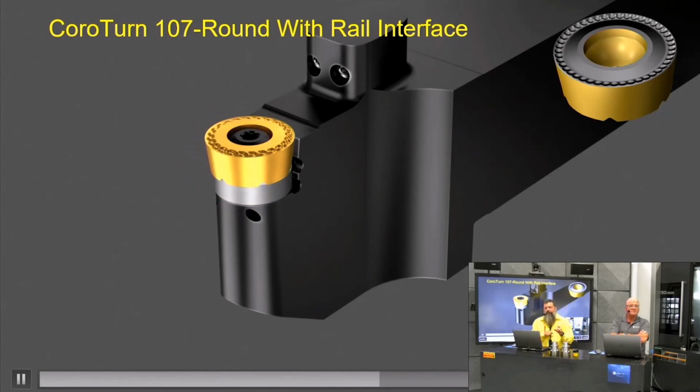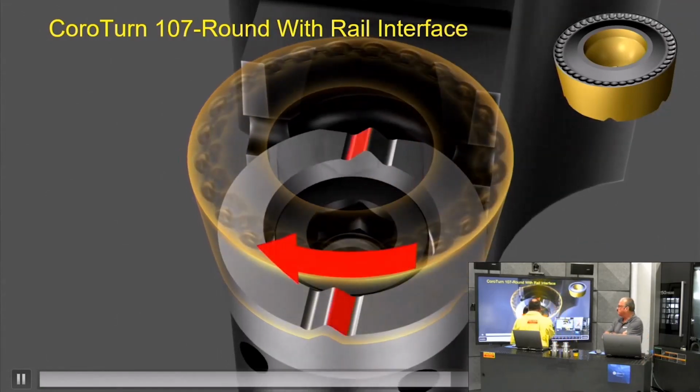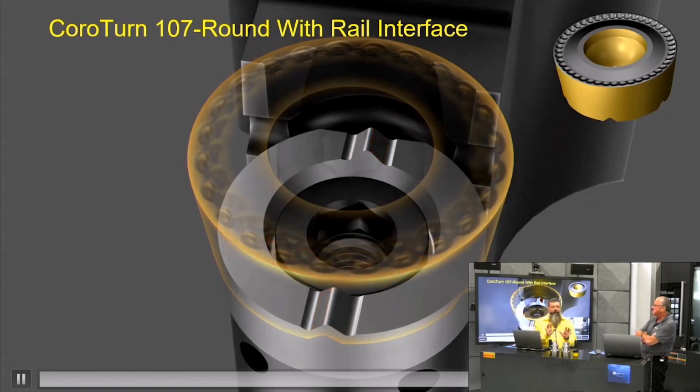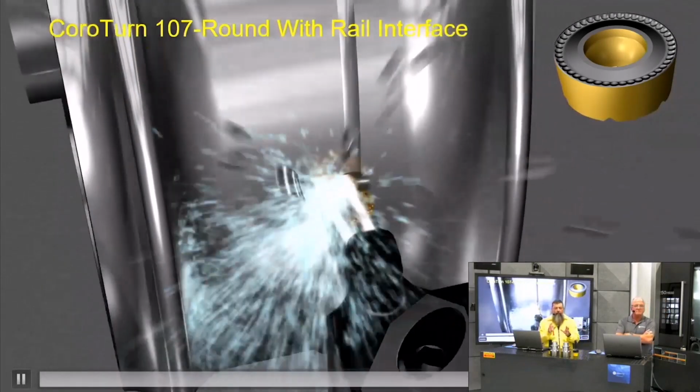But here's where the magic comes in with this system. We have those serrations on the bottom that sit on top of our iLock rail. Now, no matter the rotation of the insert, we get locking on the pads and we do not have any insert rotation.